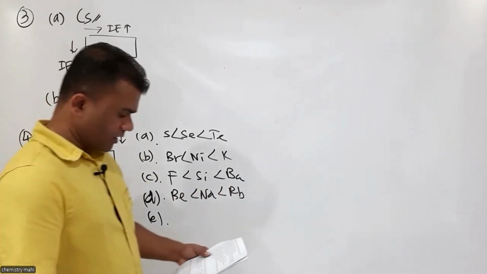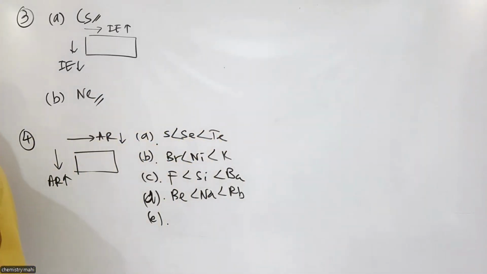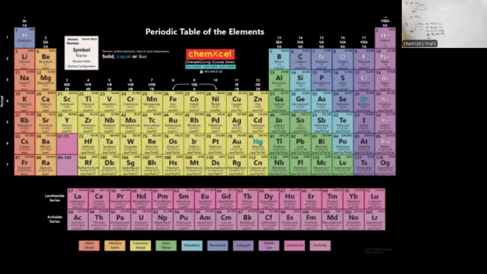E is given strontium, selenium, neon. If we go back to the periodic table again, we find strontium here. Selenium is somewhere here. And neon. Then again, go to the normal trend. That's the easiest one. From left to right, what happens? Size decreases. The rightmost one should be the smallest, meaning neon.